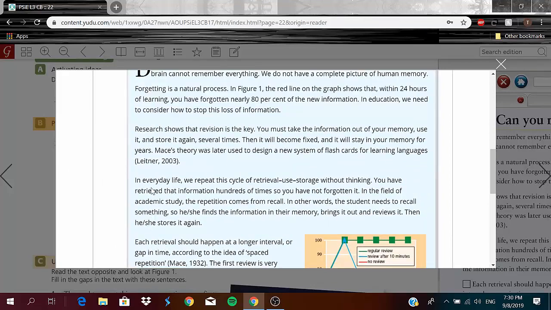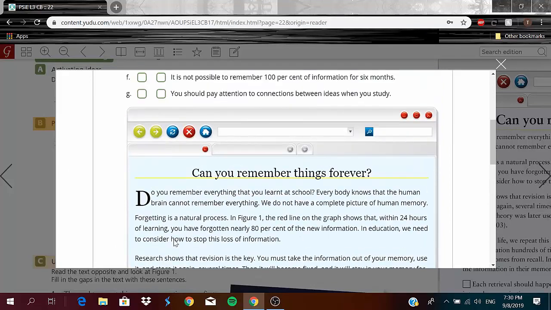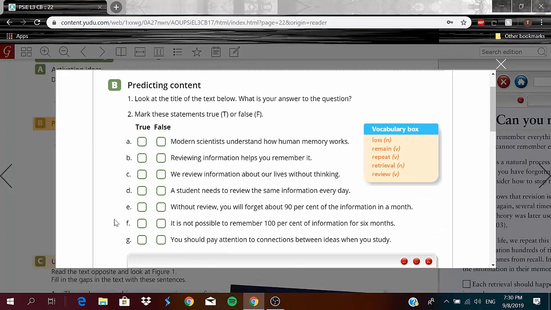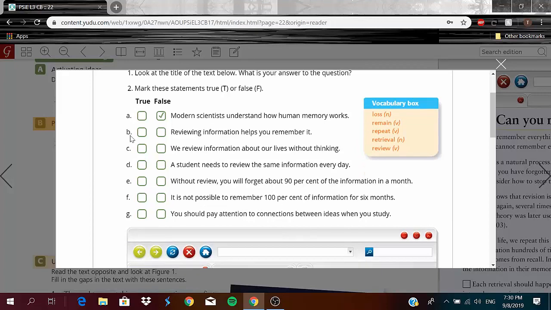I hope you got an understanding of how things are stored in your brain and how you can remember them. Now let's go to these statements. So we have 1, or A. Modern scientists understand how human memory works. What do you guys think? True or false? I will say false. And why is that? That's because here we actually have it.